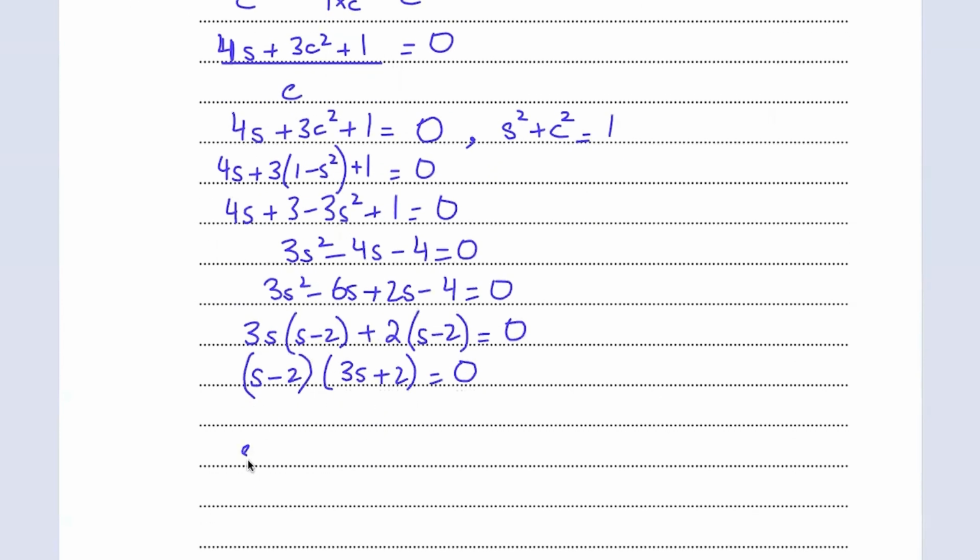Now we know that sin x cannot be greater than 1, so this will be cancelled out. So we'll be left with 3 sin x plus 2 equals 0. So finally we have sin x is equal to minus 2 upon 3.